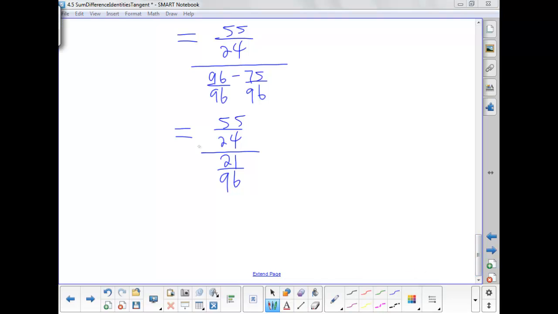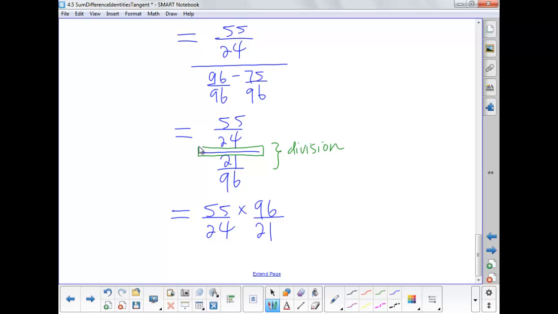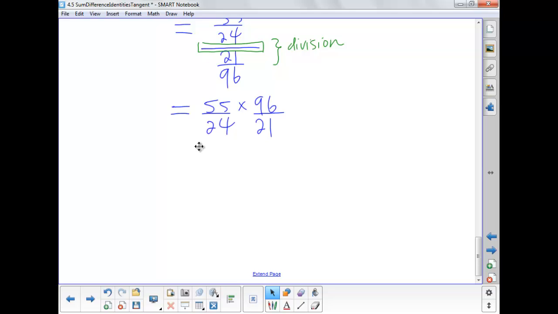Now keep in mind, I'm actually dividing two fractions. So to tidy that up, when I'm dividing fractions, I can convert by inverting and multiplying the denominator. So I'm going to have 55 over 24 times 96 over 21. Okay, and what I could do at this stage is look to see, are there any values that go in evenly into the expressions? As it turns out, 24 divides into itself once and goes into 96 4 times.